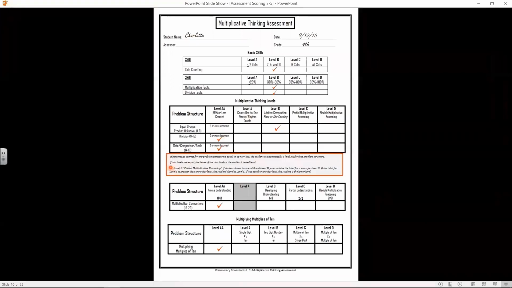All right. The next one, this is a big one. It says for level C partial multiplicative reasoning, if a student shows both level B and level D, you combine them for a score of level C. So I'll show you that in a second, what that looks like. And then her multiplicative connection, she was a level A, and her multiplying by multiples of 10, she was a level A.